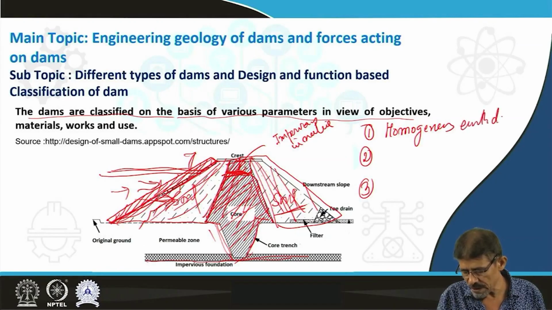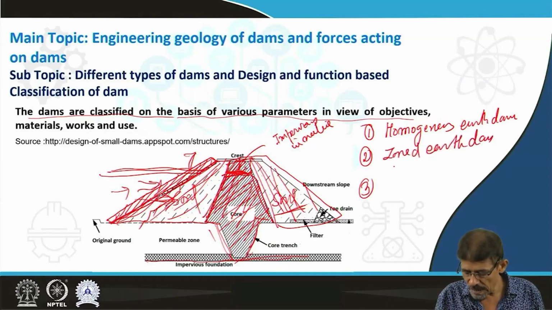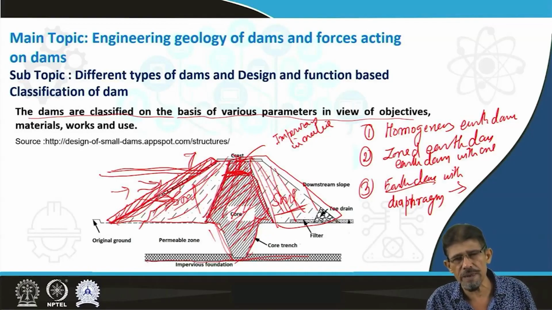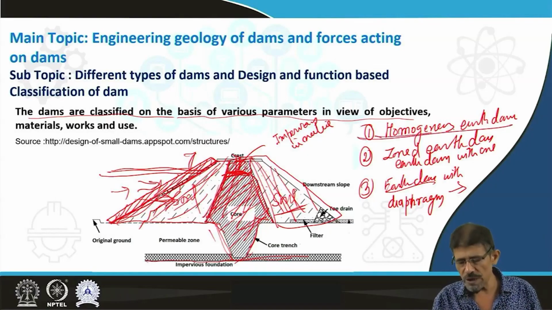we will discuss during our future discussion. Then zoned earth dam or earth dam with core, and earth dam with diaphragm. The diaphragm is the central solid structure made up of concrete, not allowed to extend up to the top. However, this core is made up of clay material, highly compacted clay, and is allowed to move up to the top. Homogeneous, without any core and others.